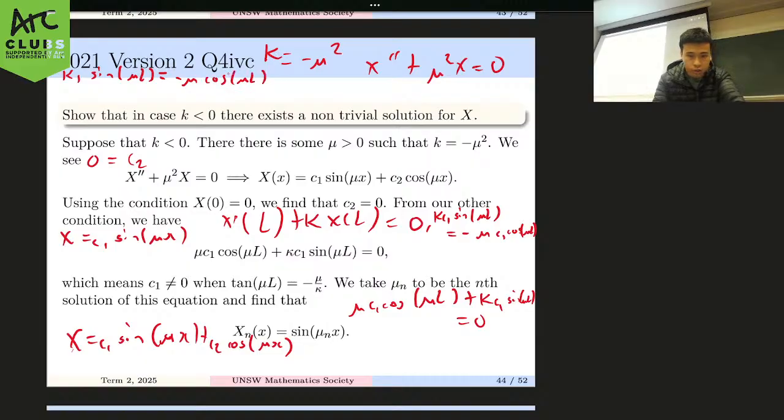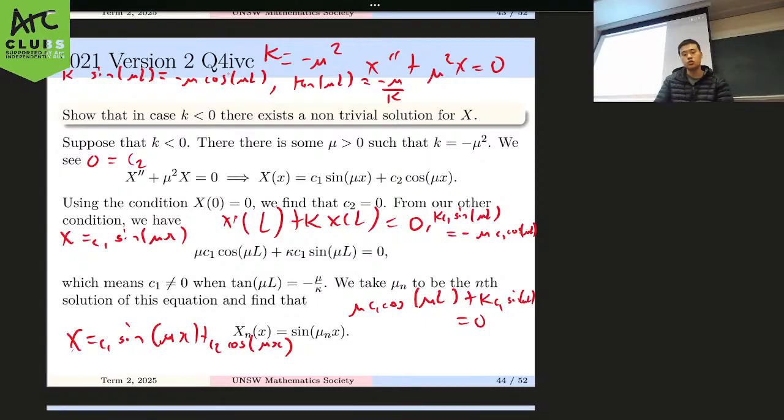So let's do two things. Divide by cos and then divide by kappa. Tan of mu L, so sine over cos, equals negative mu on k. So what does this provide us? Essentially, there are other solutions for mu that make this work.